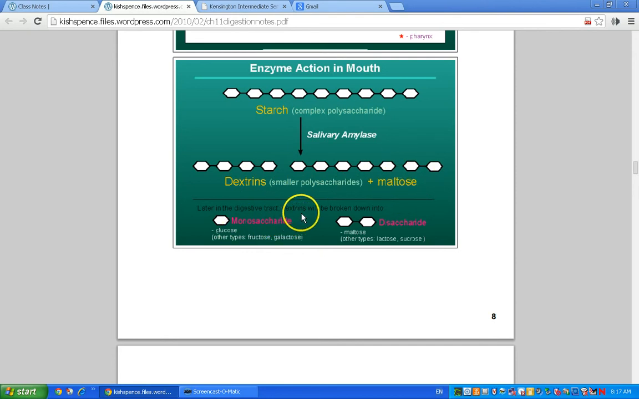Okay? So later in the digestive tract, these dextrins, the smaller polysaccharides, will be broken down into disaccharides like maltose and lactose and sucrose. And then by the end, they'll all be broken down into monosaccharides. So glucose and fructose and galactose. Okay, so what happens in the mouth is basically complex polysaccharides are broken down by salivary amylase to give you dextrins, which are smaller polysaccharides.